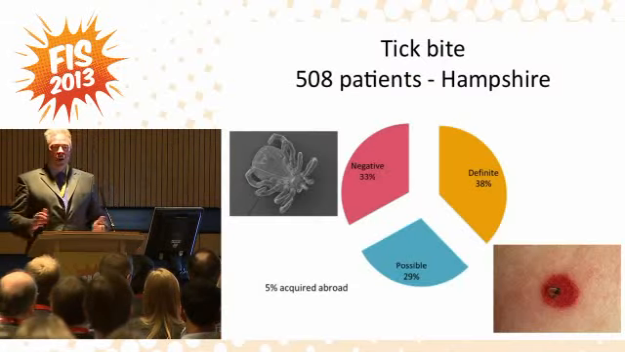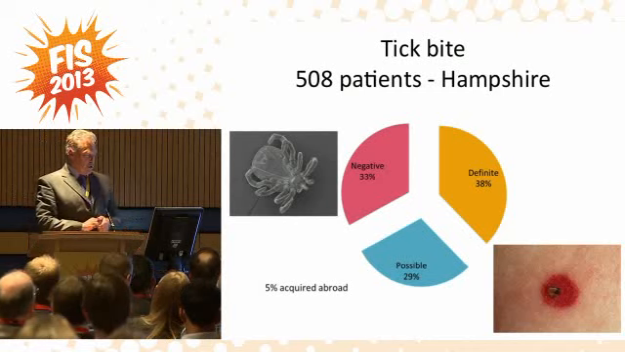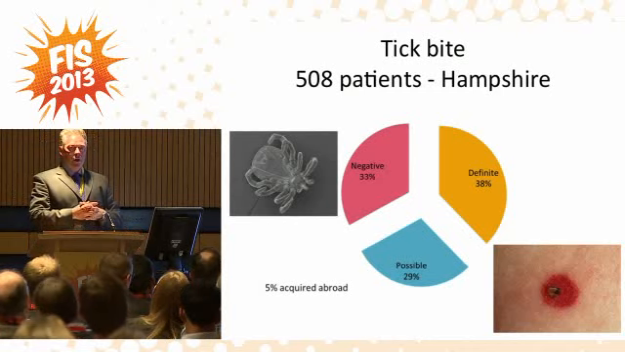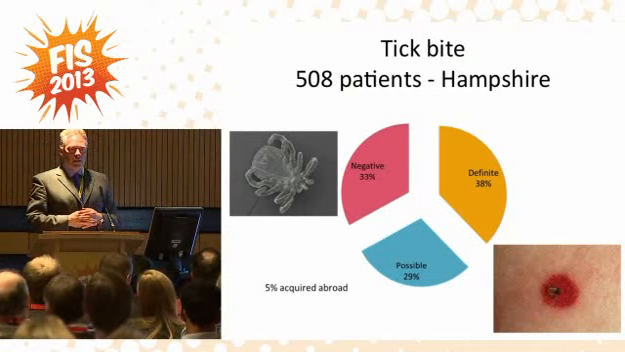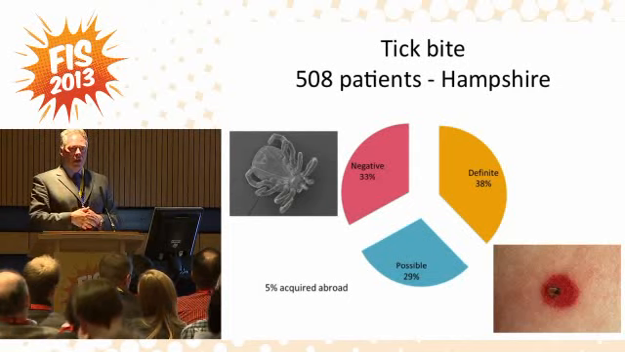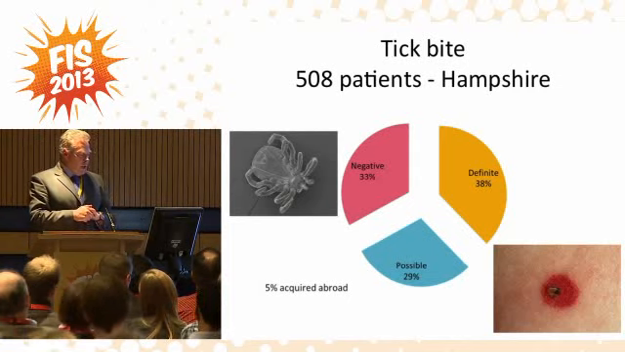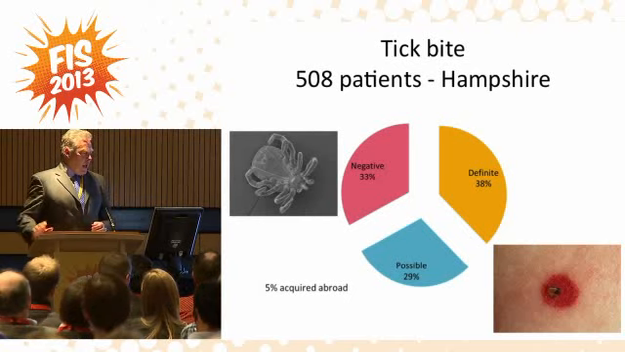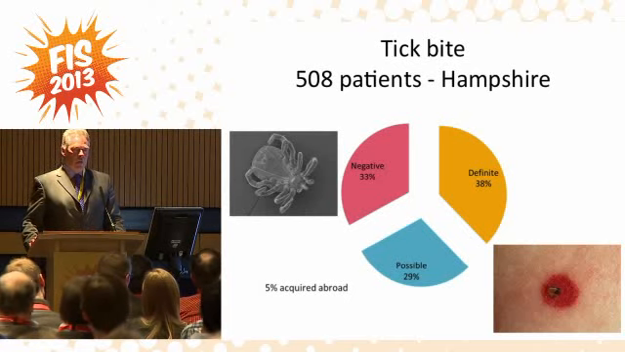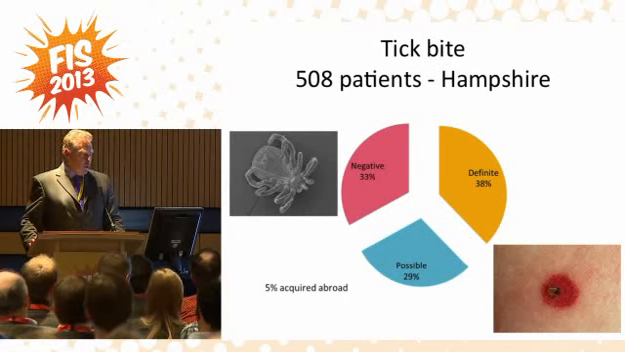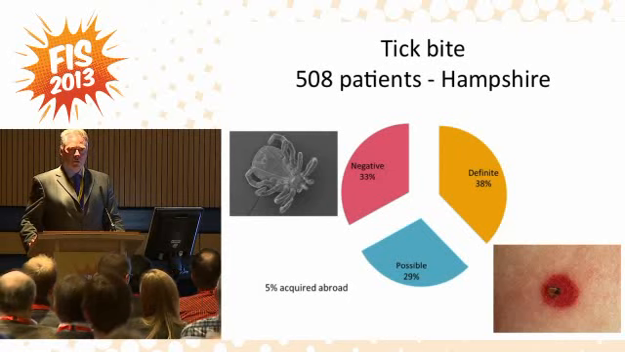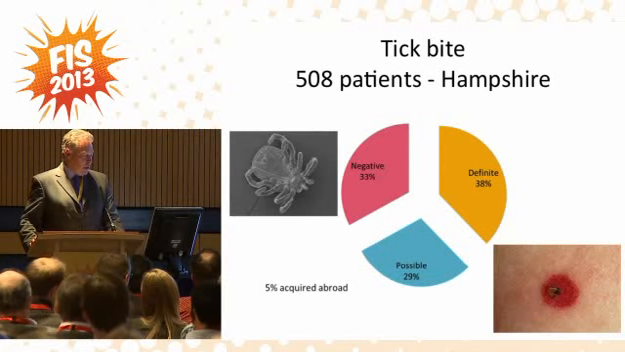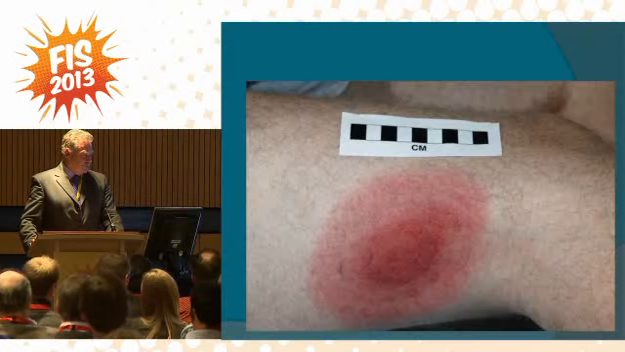And we've asked all our patients over the years, have they been bitten by ticks? And just over 30%, almost 40%, have had a definite tick bite. They've identified the tick and removed it from their body. Another third are not quite sure, but they think they've been bitten by something, and a third don't report any tick bite. Virtually all our cases are locally acquired. Some reports say up to 20% are acquired abroad, but in our series, only 5% were acquired abroad.